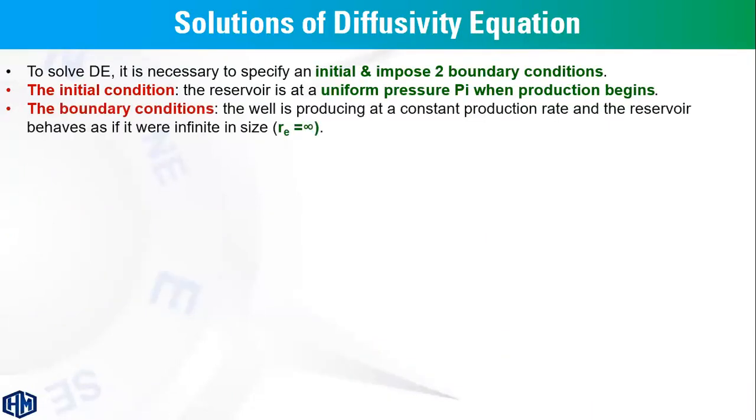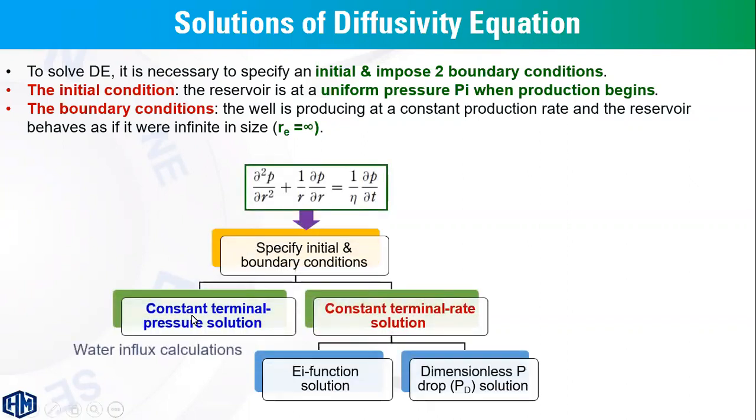Simply, to make a solution for this equation, we have to define initial and boundary conditions. The initial condition is very simple because we have uniform pressure at time zero. In this case, the pressure is constant at Pi, the initial pressure. There are two boundary conditions. The first condition is we are assuming the well is producing at constant flow rate, and the reservoir will act as if it has an infinite external radius. So we have this generalized diffusivity equation.